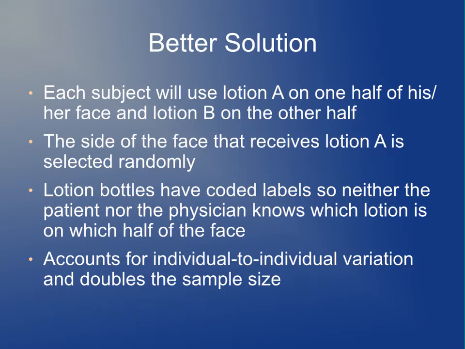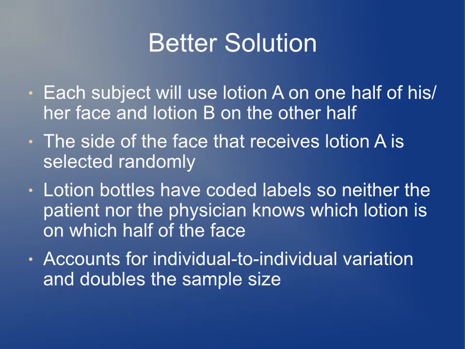So a better approach is to do within subject blocking, where you take all 20 subjects and you tell them to use lotion A on one half of their face and lotion B on the other half of their face. The side of the face that receives lotion A is chosen randomly, and you have coded labels so that neither the patient nor the physician knows which lotion was applied to which half of the face. And this accounts for the individual to individual variation, and as an added bonus, it increases your sample size and gives you better power.